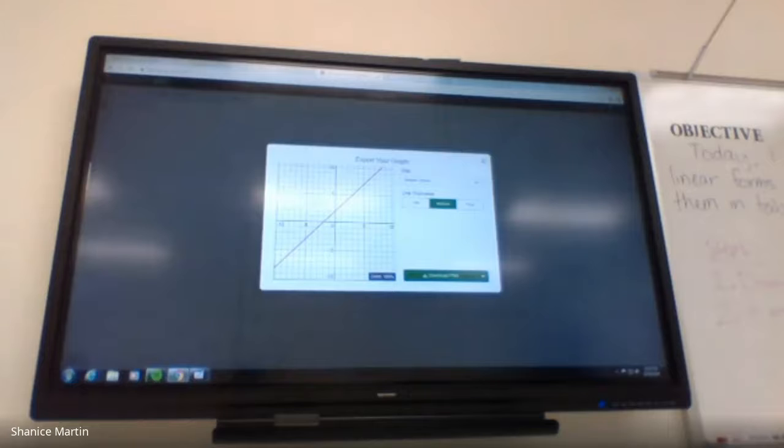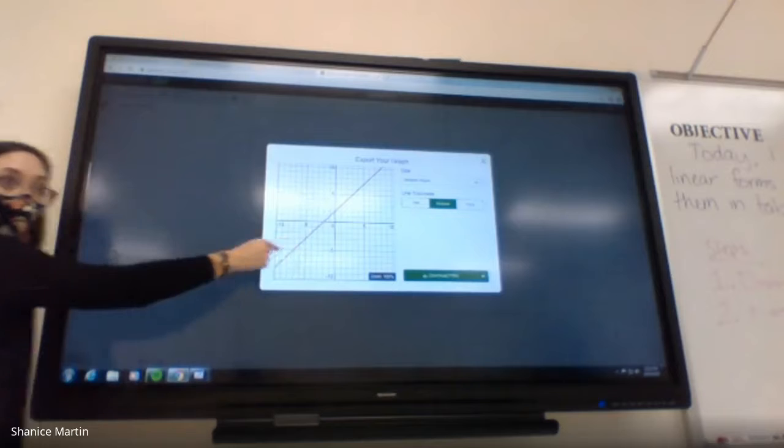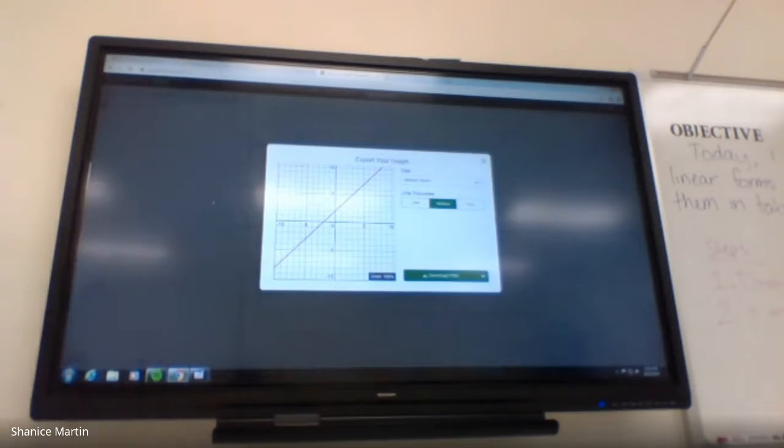What do we do? Click your graph, drag it to your assignment, and drop it somewhere. Did it work? There you go. Don't worry. That is how you're going to insert your graphs today.